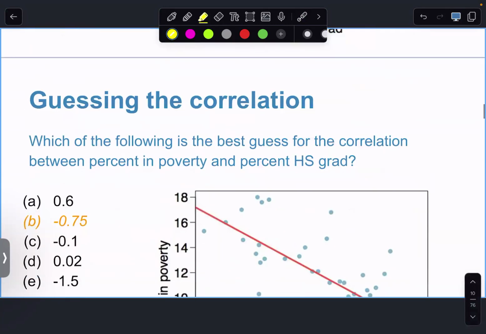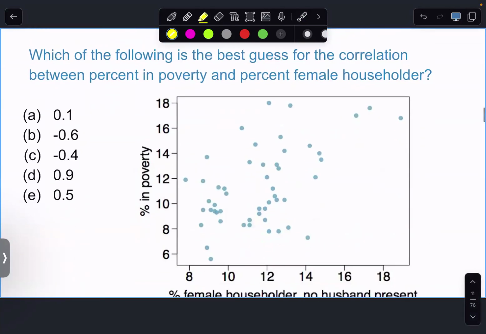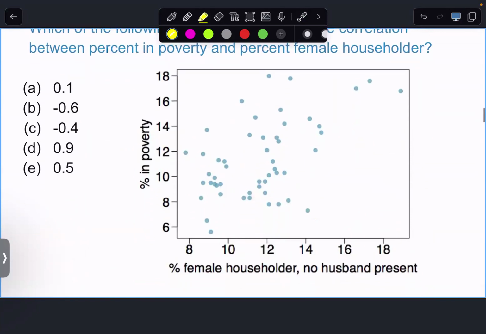What about this one? I'll let you try it while I drink some water. It's a new X variable, same Y variable. Wait. This one's harder. Should have let you do the previous one first. On your own.